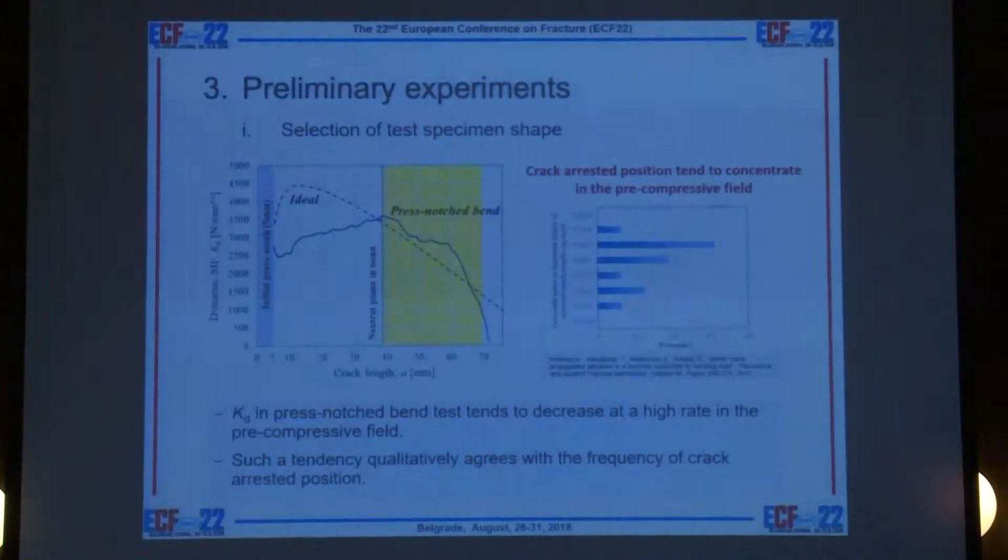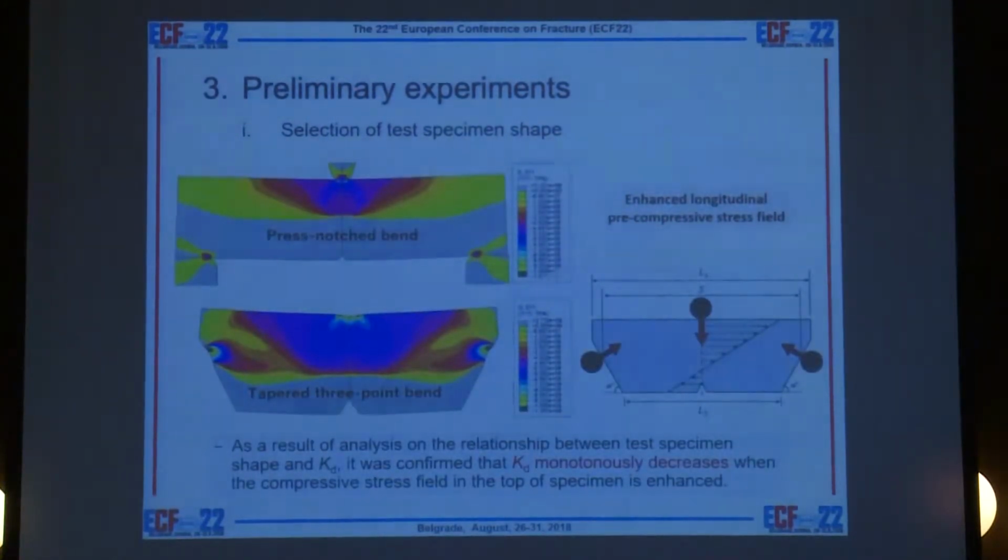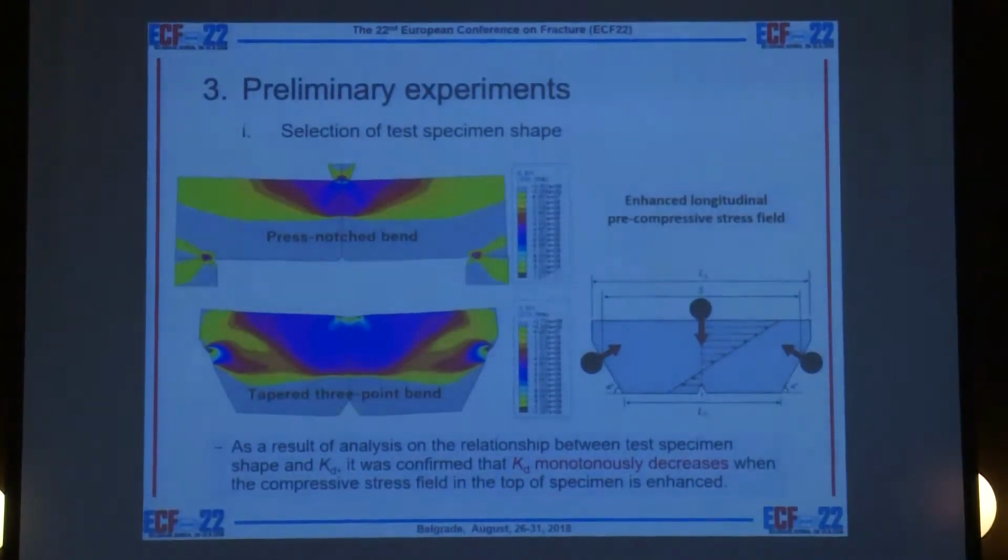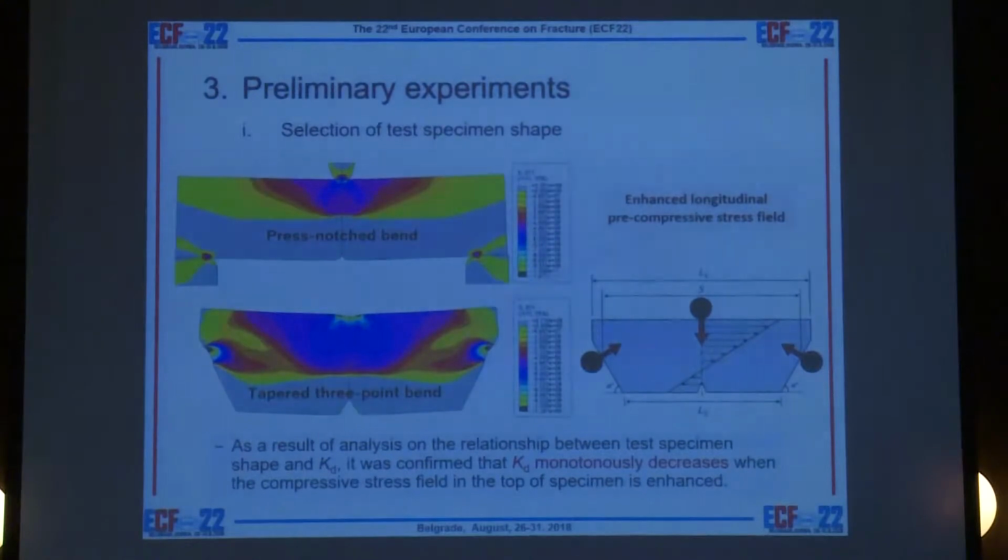Such a tendency qualitatively agrees with the frequency of crack arrested position. To sum up, the static calculation formulas may not be able to accurately characterize the dynamic crack driving force. As a result of analysis on the relationship between test specimen shape and KD, it was confirmed that KD monotonously decreases when the compressive stress field in the top of the specimen is enhanced.